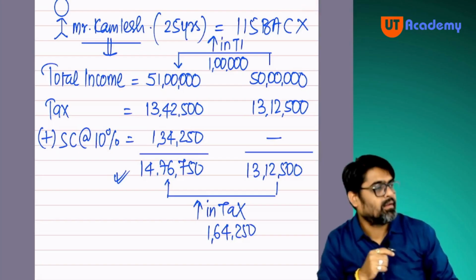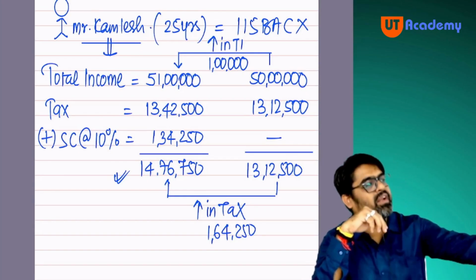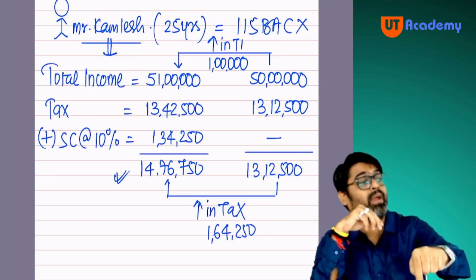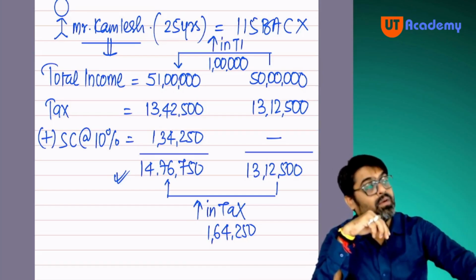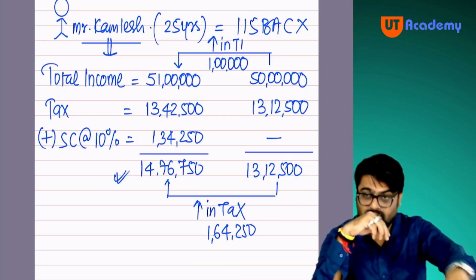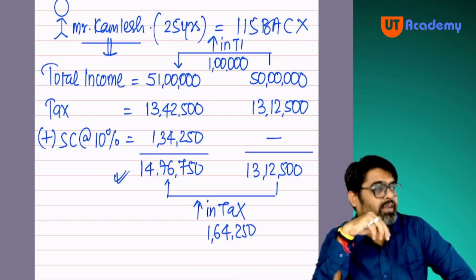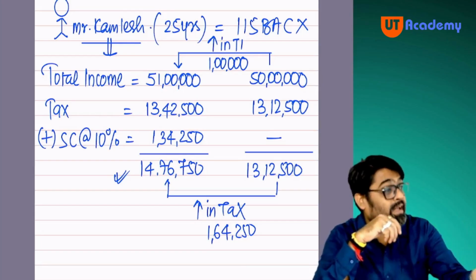Now tell me the level of dissatisfaction which he will have. My total income is increasing only by this much, and because of that my tax liability is increasing by this much. Will you like it, Kamlesh? So the government says, don't cry. We are going to give you marginal relief.